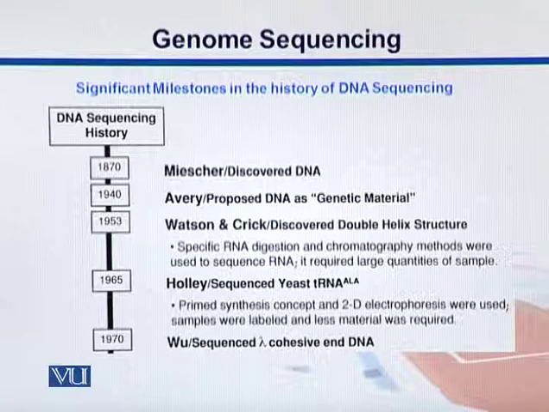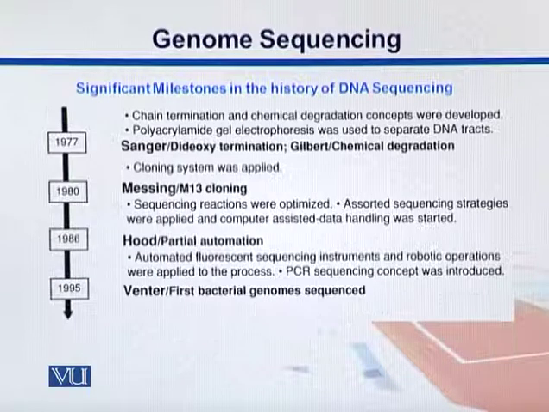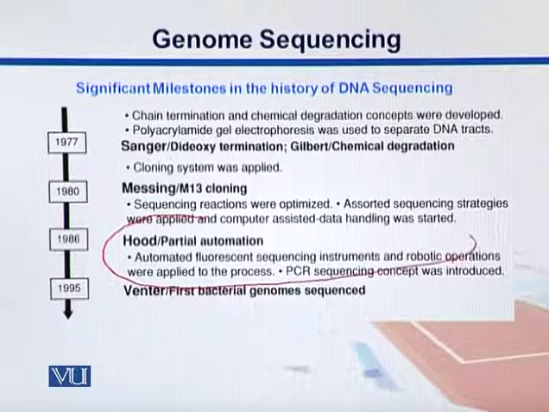Here is the history of different milestones on the way towards DNA sequencing. We start way back in 1870 with the discovery of DNA, and then in 1953 the major breakthrough was the Watson and Crick model. In 1977 Sanger's method came, and worth mentioning here is Hood's name. That gave us the automated sequencer, which also changed the pace of technologies in sequencing.